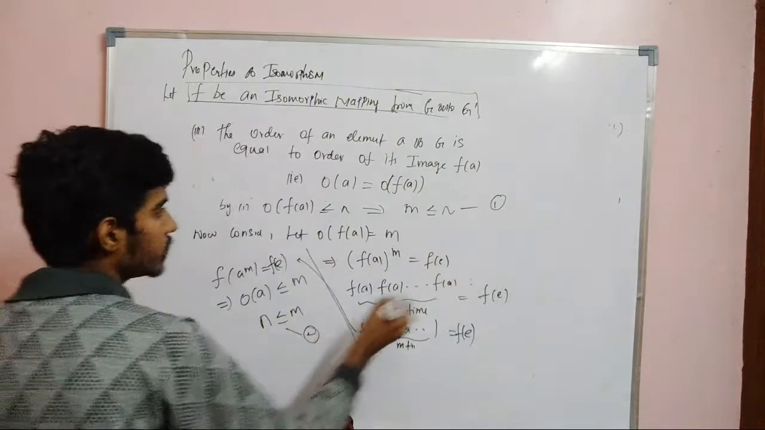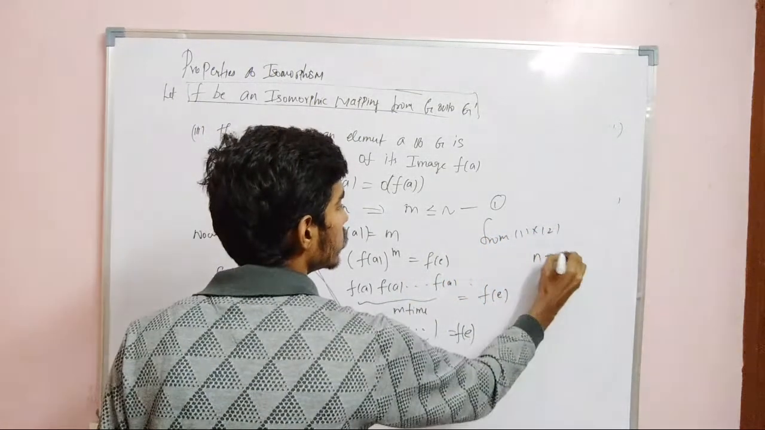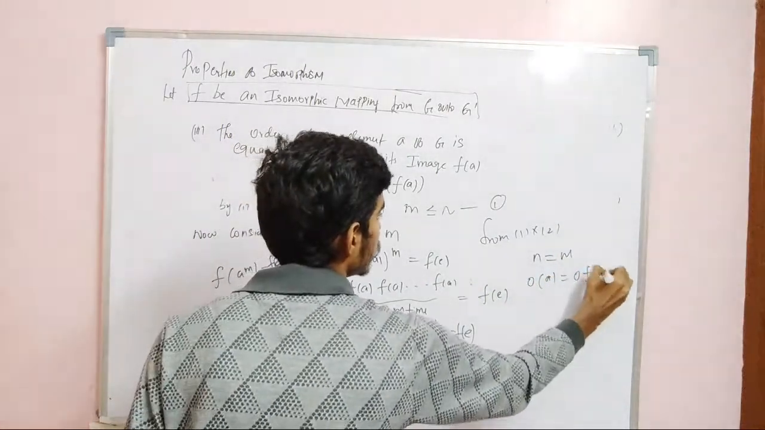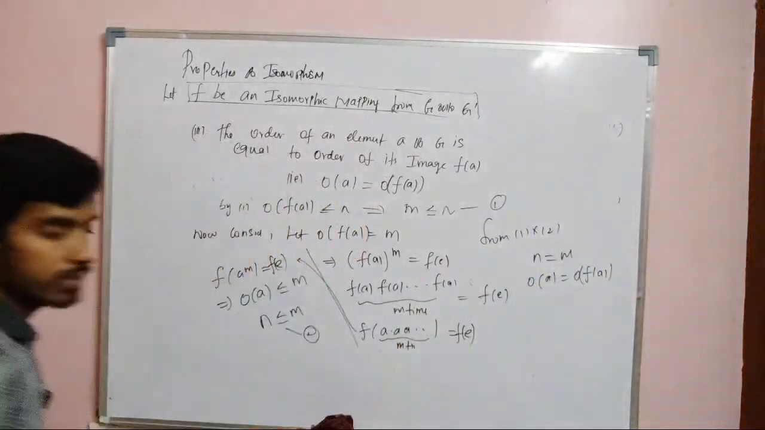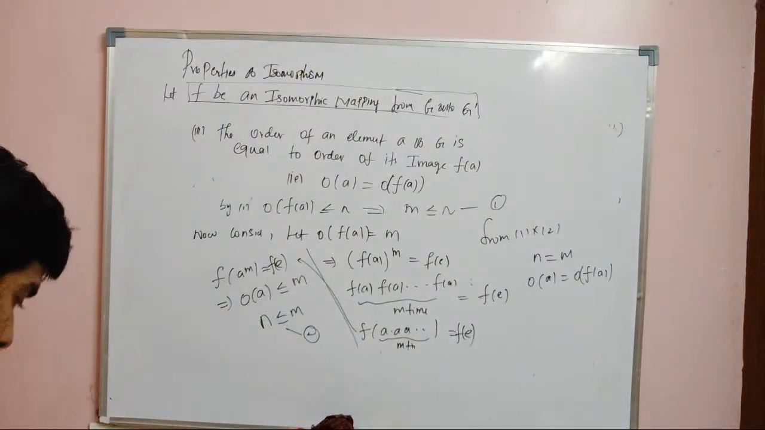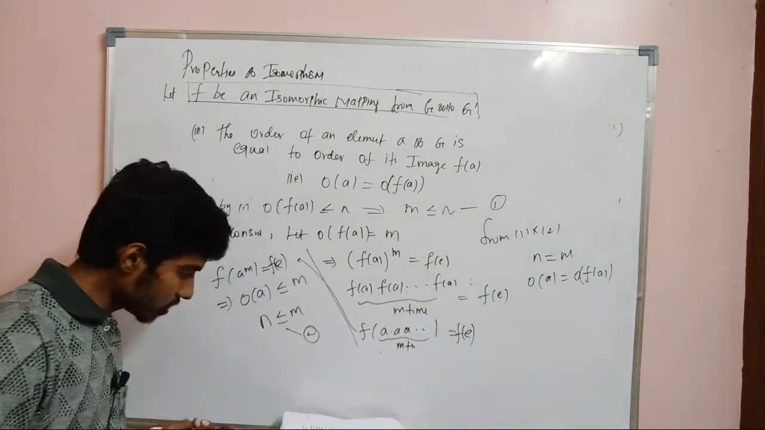Right. So from 1 and 2, n is equal to m. Therefore, the order of a is the same as the order of f of a. So these are the 3 important properties about isomorphisms.